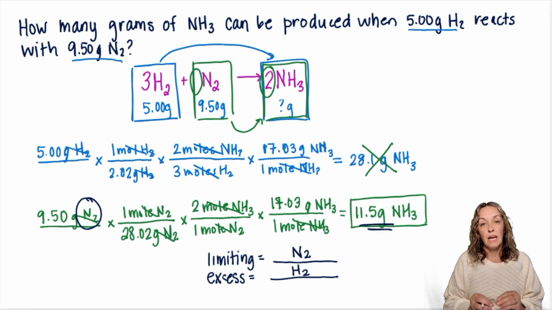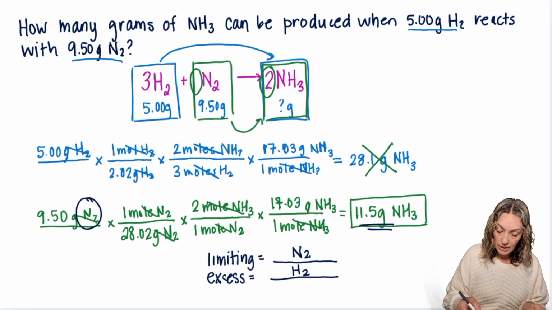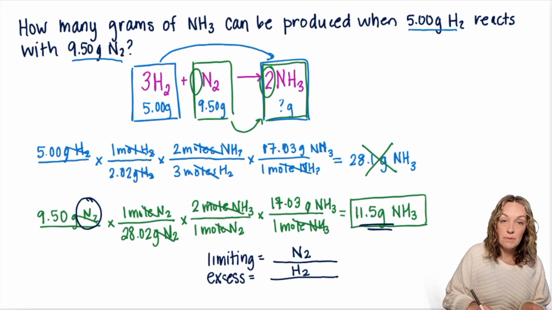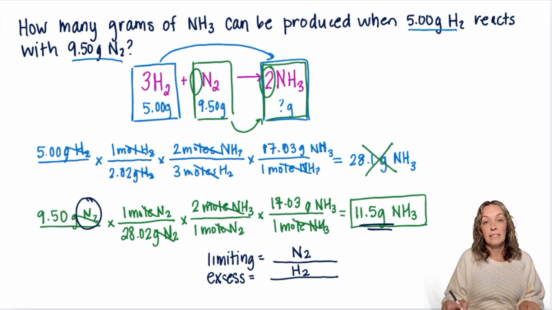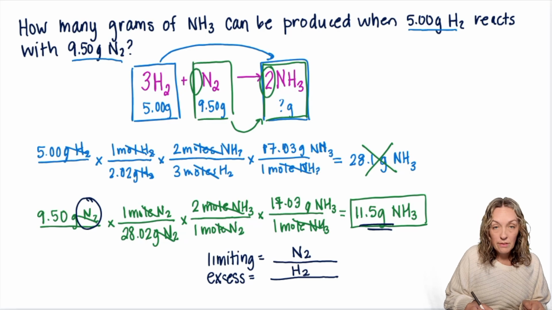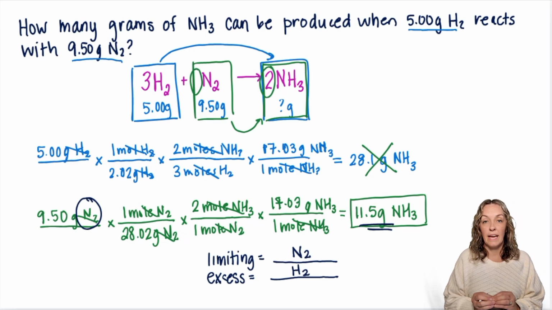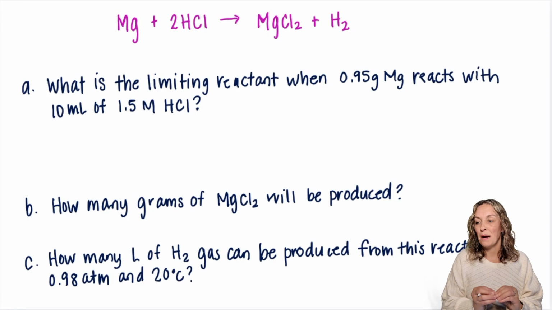So we could determine how much excess we have if we started with the limiting, which is N2, and calculated how many grams of H2 we need to fully react. The difference between that and the 5 grams we started with would give us the amount of excess remaining. Let's do one more problem together.